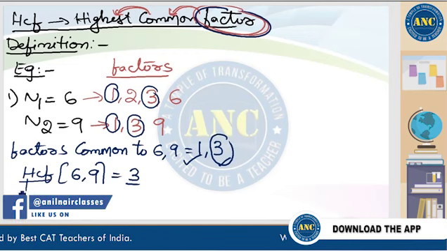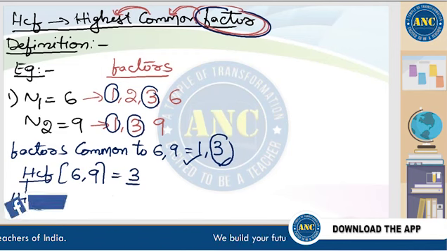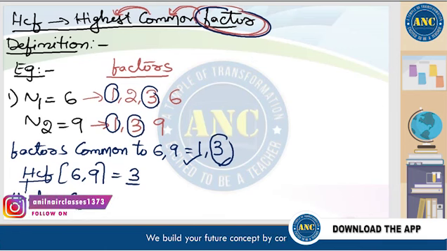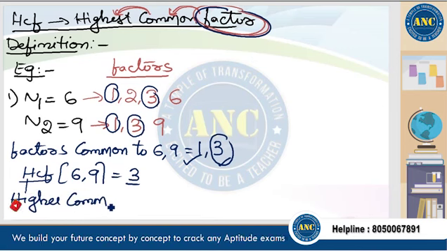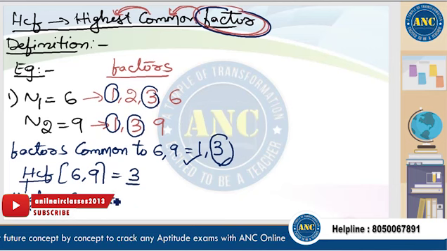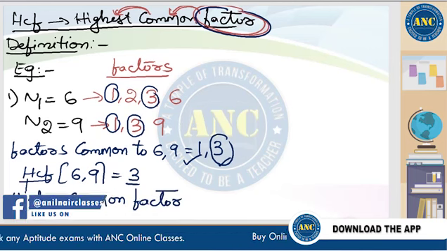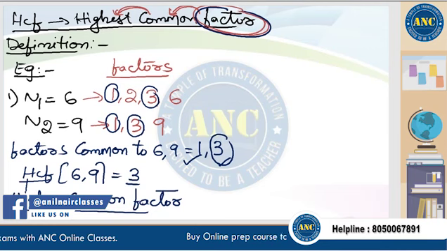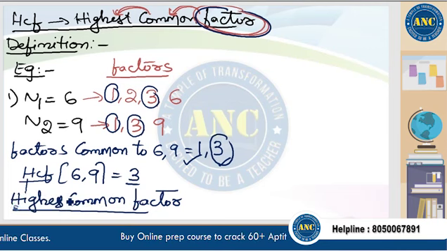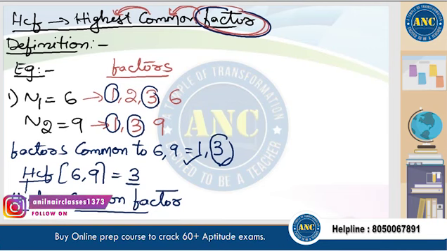HCF stands for highest common factor. Write down all the factors for every number given in the question. Take the common factors and then take the highest. HCF for 6, 9 will be 3.